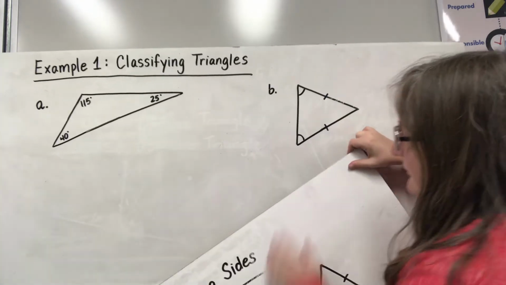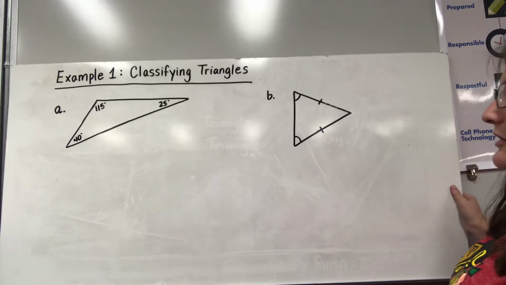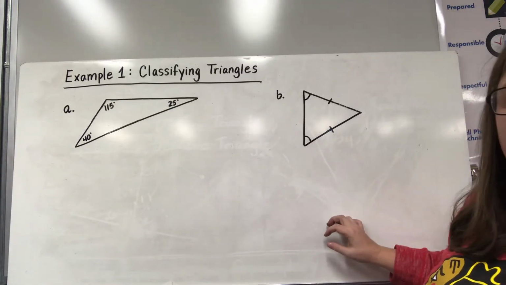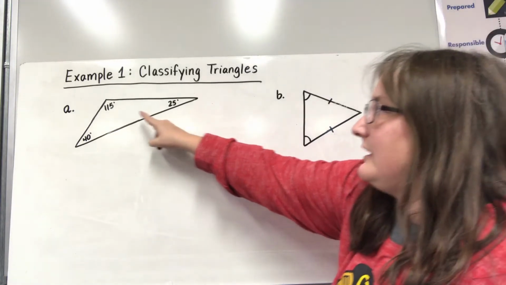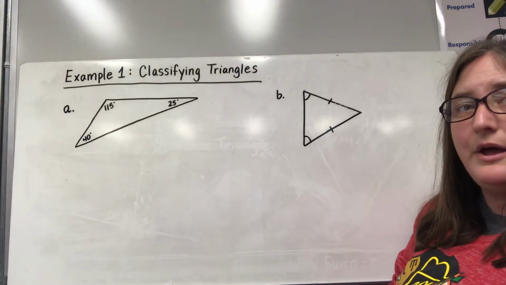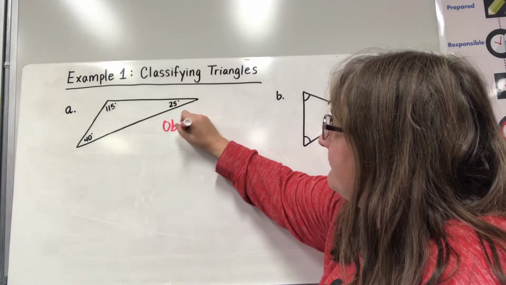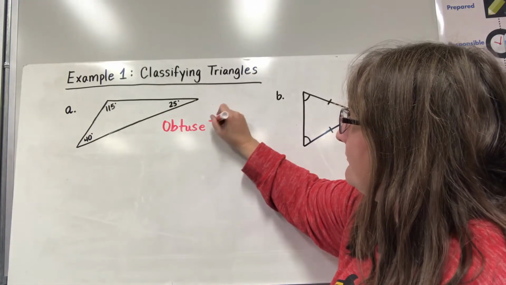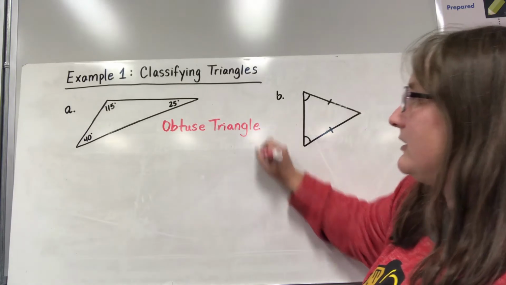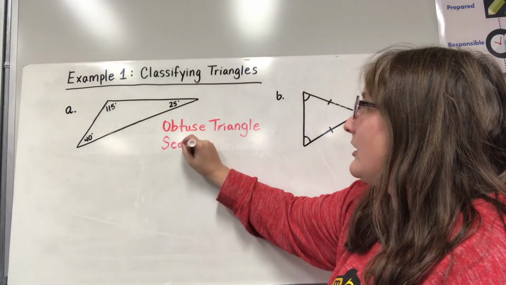So let's try classifying some triangles. So here I have a triangle which has angles 115, 40 degrees, and 25 degrees. Since there's an obtuse angle in this triangle, when I'm classifying it by angles, it's going to be an obtuse triangle. When I look at the lengths of its sides, none of them have tick marks, none of them look to be the same length, so this is a scalene triangle.